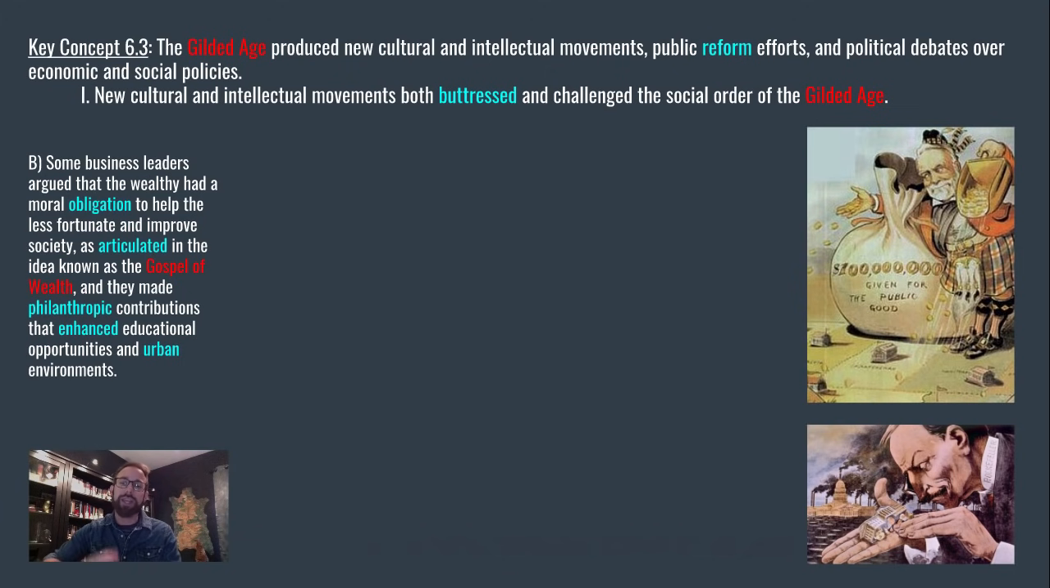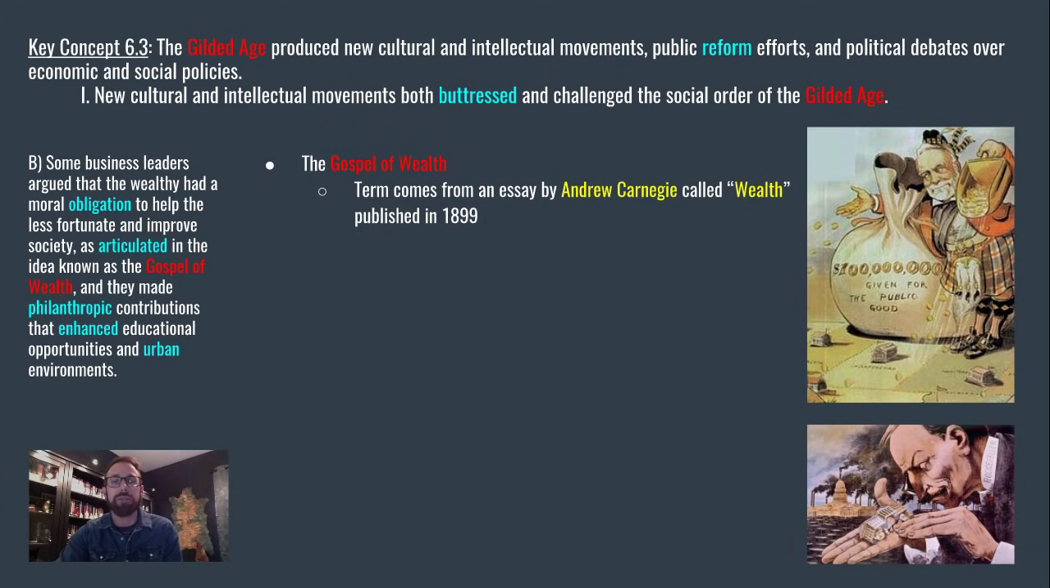So some take steps forward to be philanthropic. Okay, one of these was Andrew Carnegie, and he developed something he called the Gospel of Wealth. And the term comes from an essay that we will read in class called "Wealth," published in 1899, written by Carnegie to explain what he thinks should be done for people who have such immense wealth as he does.